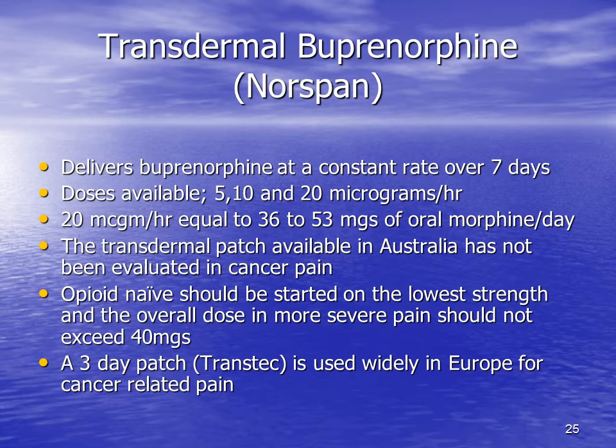The 20 microgram patch is equal to somewhere between 35 to 50 milligrams of oral morphine per day. So it's a reasonably potent patch, the 20 microgram. The 5 microgram, obviously, is going to be a much smaller dose, around 10 milligrams or so of oral morphine. The Norspan patch has not been evaluated in cancer pain, but I do see patients who are on the drug. If someone's on Norspan and their pain's controlled, I'm not going to stop their patch. Opioid naive patients should be started on the lower strength.